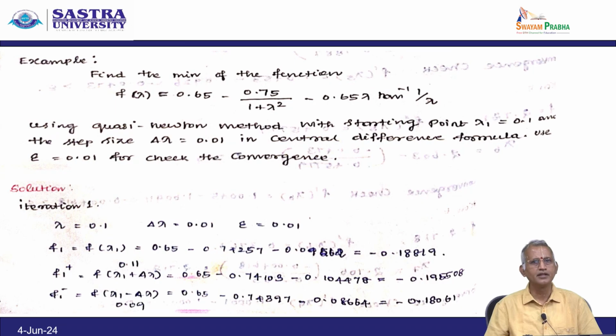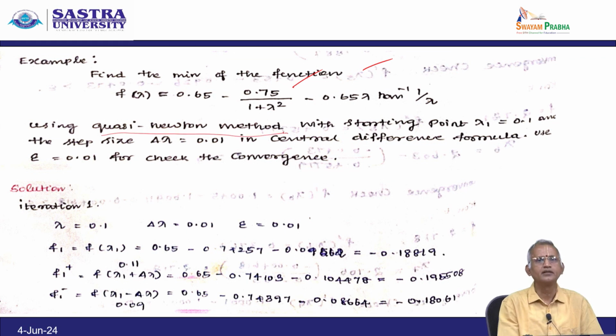Now, we are going to see an example. Find the minimum of the function f of lambda equal to 0.65 minus 0.75 by 1 plus lambda square minus 0.65 lambda into tan inverse of 1 by lambda, using the Quasi-Newton method with the starting point lambda 1 equal to 0.1, the step size delta lambda equal to 0.01 in the central difference formula, and use epsilon equal to 0.01 for checking the convergence.